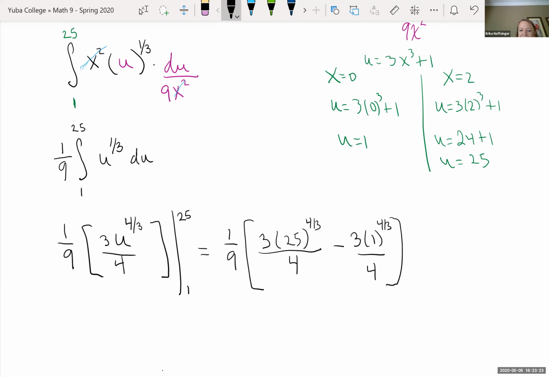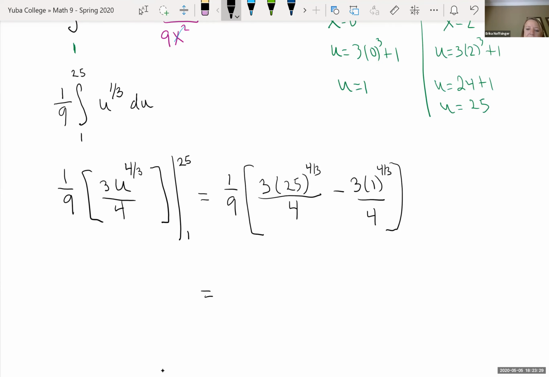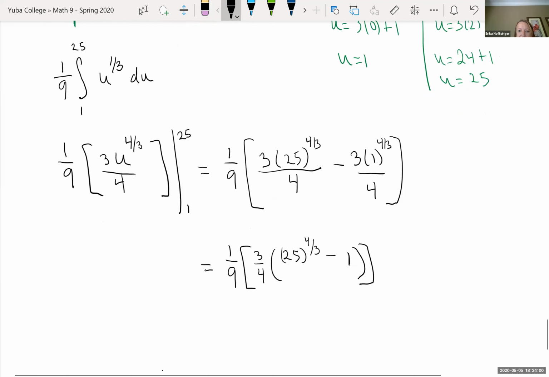Notice that we can actually factor out a 3. So this is 1/9. Notice that they both have a 3/4 in common. So if I pull a 3/4 out of this first piece, I'm just left with the 25 to the 4/3 minus 1 to the 4/3. Well, 1 raised to any power is just 1. So I'm curious about that 25 to the 4/3.